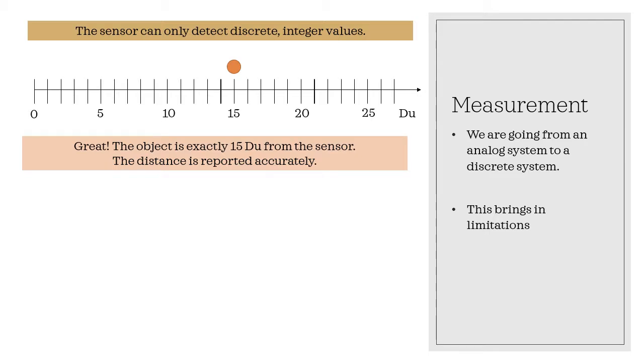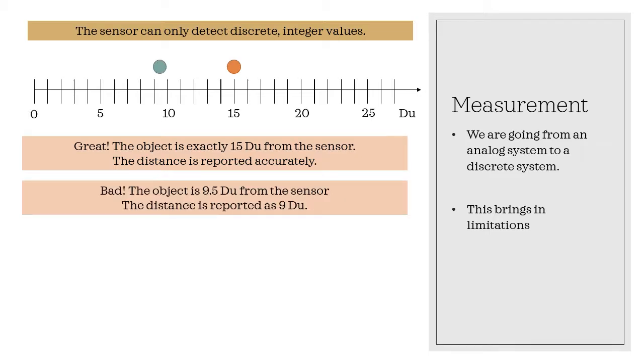But what if we have another object that's 9.5 distance units from the sensor? This is bad. Our sensor cannot measure things that are only a half distance unit away from it. It needs to be a complete integer. So we're going to get a reported distance of just 9 distance units, even though it's 9.5.